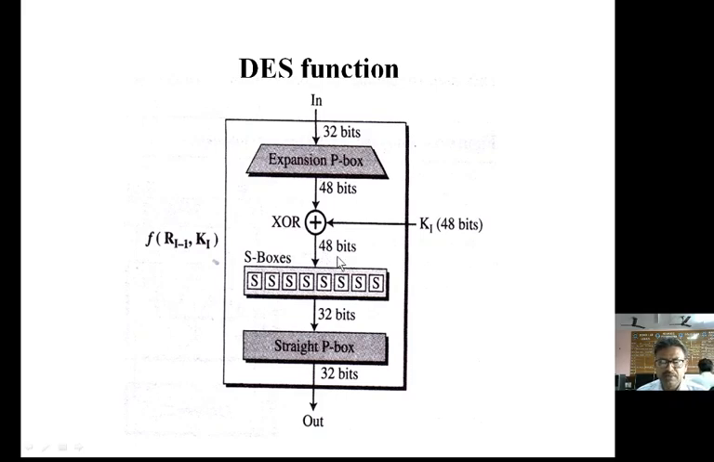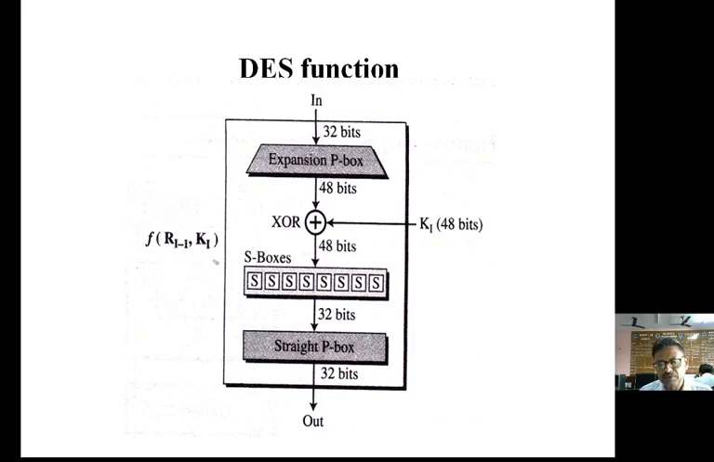Now this 48-bit is divided into 6-bit format. So if the 48-bit is divided into 8 different blocks, each individual block will have 6-bit, and each 6-bit block is applied with the S box. For each block, we will be using separate S boxes. S box is nothing but a substitution box.